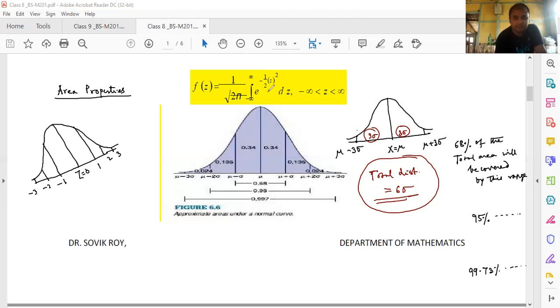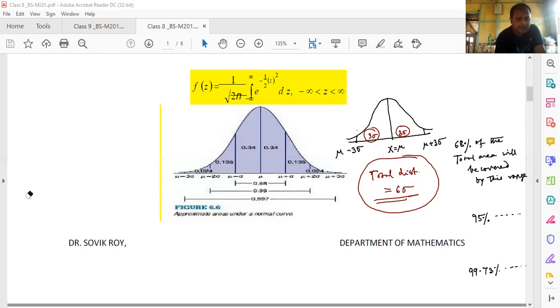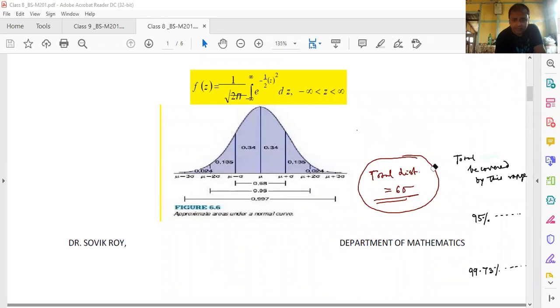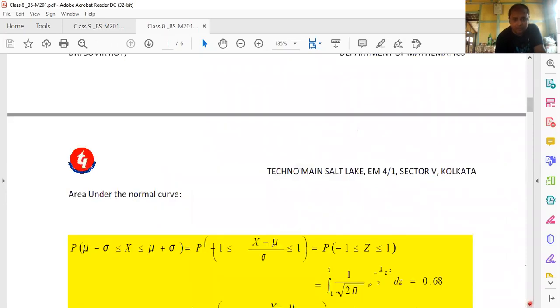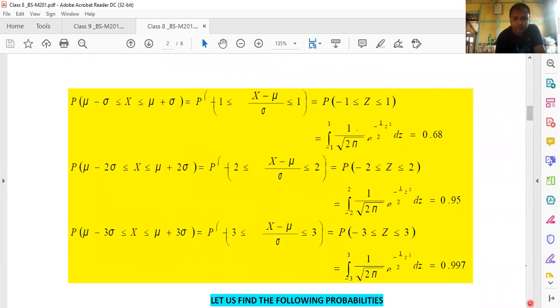Before I scroll down, let us erase these writings, otherwise you will not be able to read the note properly. Okay, so let us scroll down. That thing has been written over here. So I'll ask all of you to remember these three area properties.